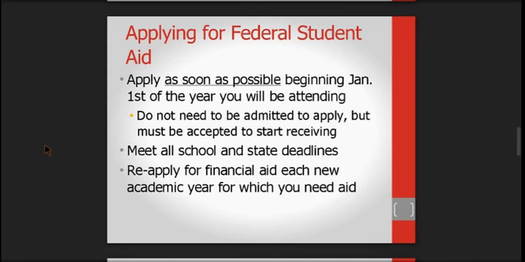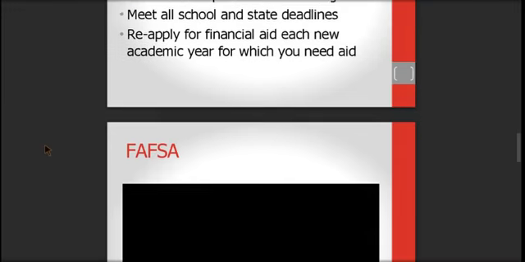Make sure with FAFSA you meet your school and state deadlines. And for every year in which you're going to need financial aid, you have to reapply. So your standard undergrad 4 years, you're going to have to apply 4 years with the FAFSA. So sophomore year, you're going to need financial aid. Apply again. Junior year, senior year, do you need financial aid? Yes. Apply again for your FAFSA. So every year in which you need it, you're going to have to apply.